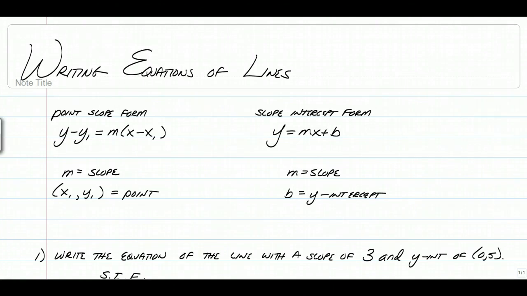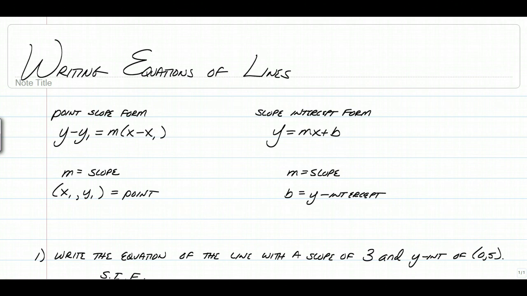So, you have two different forms that we're going to be writing equations with. Point-slope form is the form you would use if you had a slope and a given point. So m represents the slope, and the x1 and y1 represent the point that you want to substitute in. The other form is slope-intercept form, and that is where m represents the slope and b represents the y-intercept. Not the x-intercept, but the y-intercept.